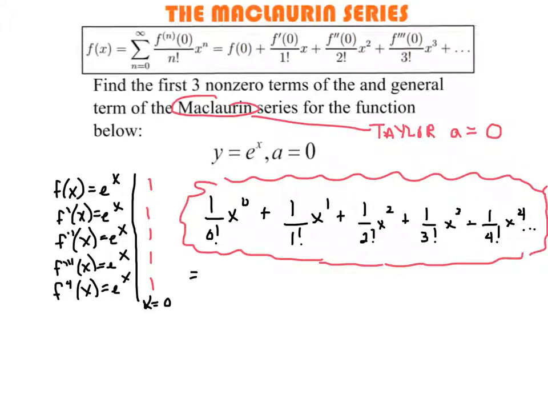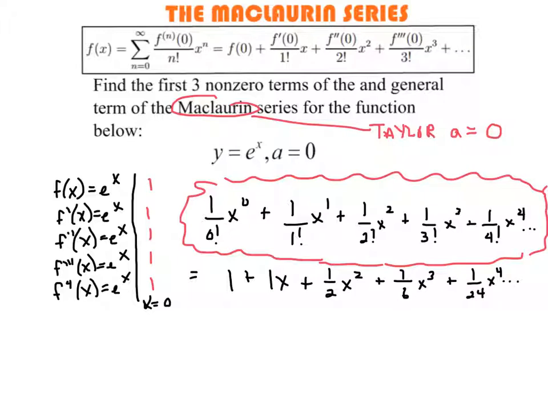All right, simplified. Well, 0 factorial is 1, so 1 times x to the 0 is just 1. 1 over 1 factorial times x to the first is just 1x. Remember, those first 2 terms, that's the tangent line. Okay, that is the tangent line. Next, 1 over 2 factorial, 1 over 3 factorial, 1 over 4 factorial, and so on. So let's get the general term.